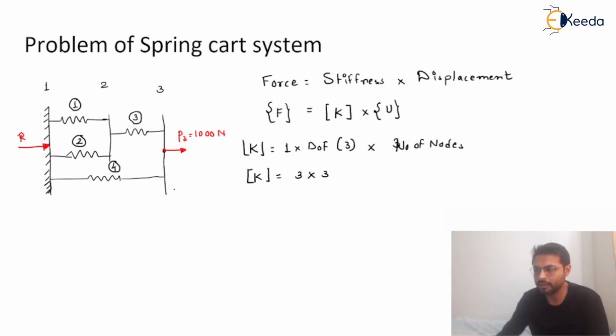Now we have to first find the global stiffness matrix, starting from the first element stiffness matrix.